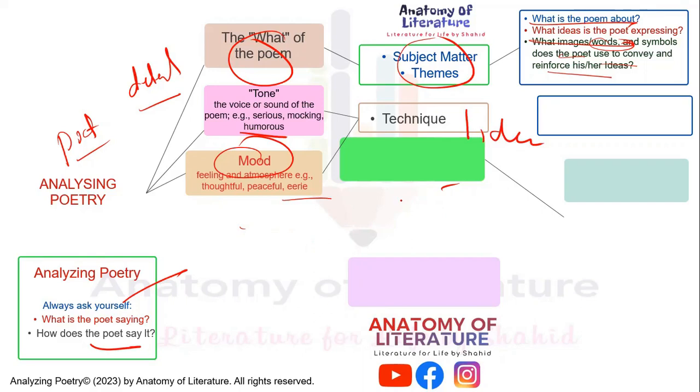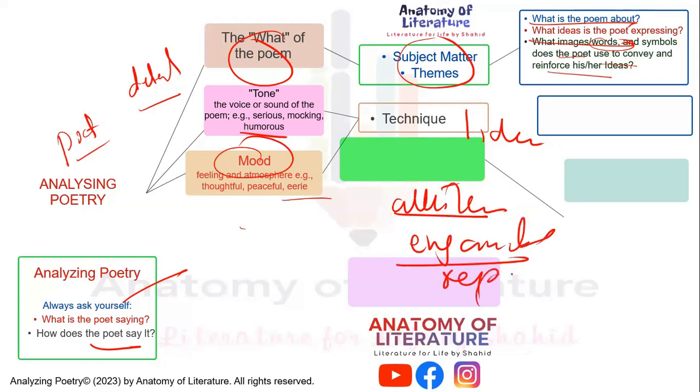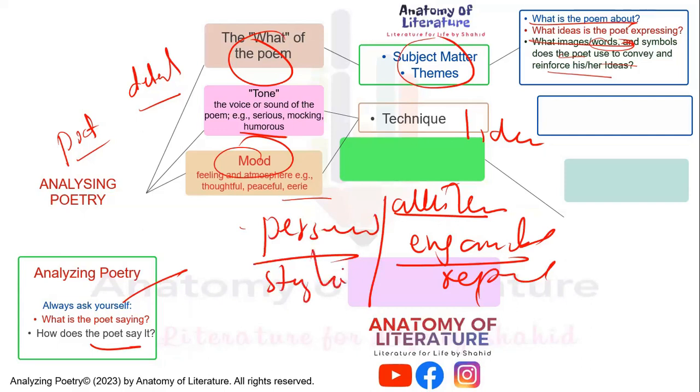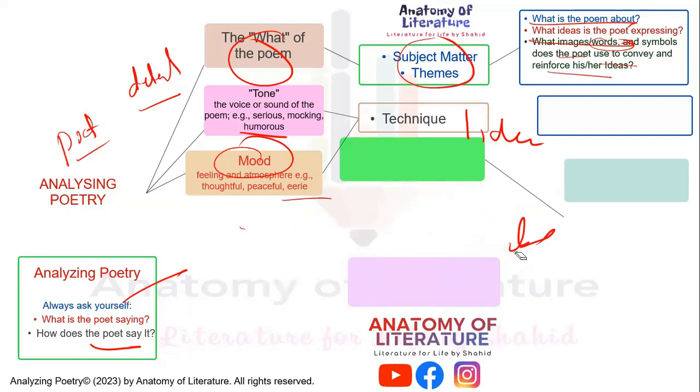He might use alliteration, enjambment, repetition, language or symbolism, metaphor, personification, stylistic devices, and other things to convey his ideas. So technique involves a variety of items that we should keep in mind whenever we critically analyze a poem. It's very important to keep all of those things in mind.